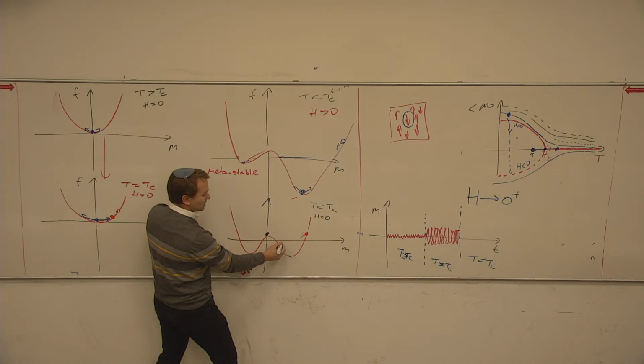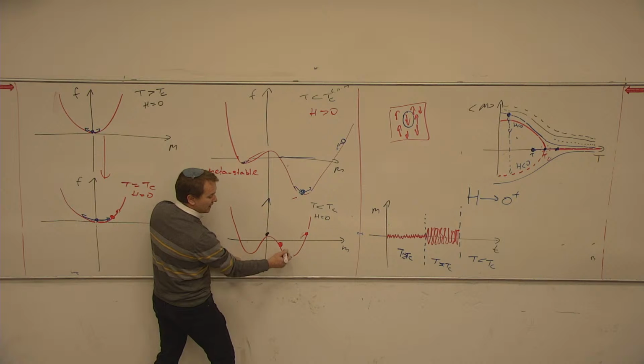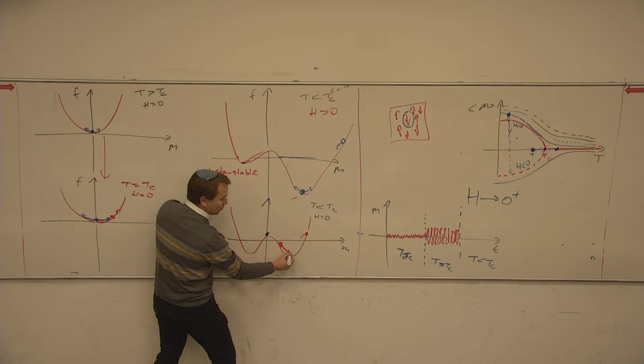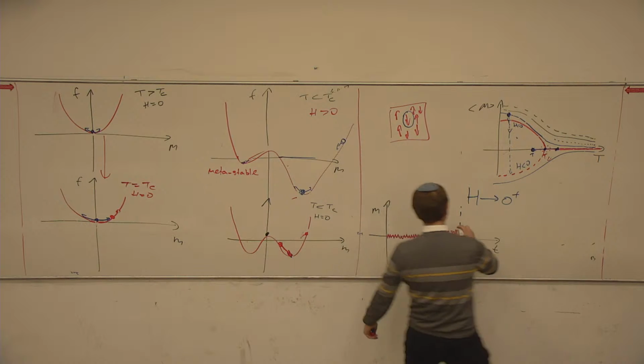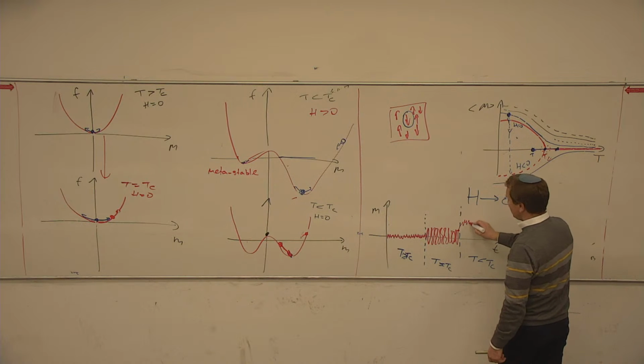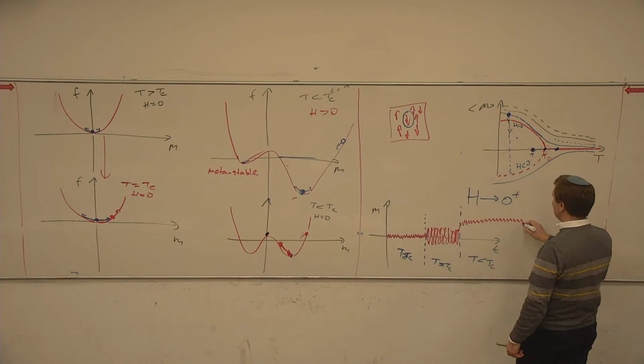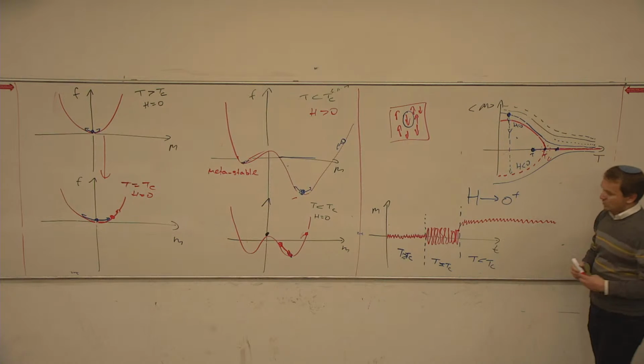So at T equals 0, the system is over here. And now it's going to choose the right-hand side minima. It's going to come over here. So I started over here, it's going over here, and then it will fluctuate around a new average value.